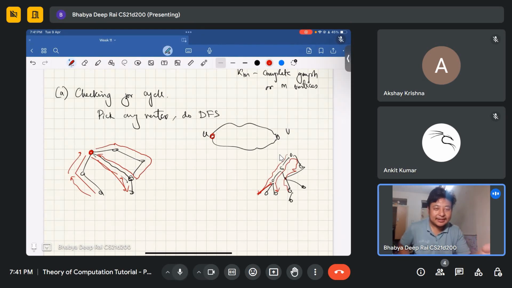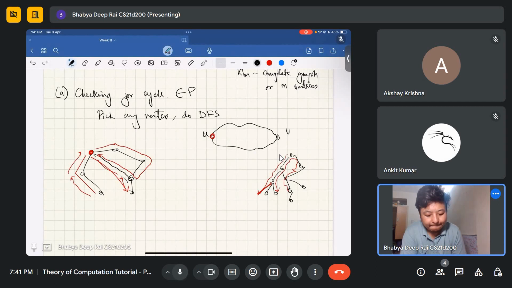So there are n vertices. I'll do this DFS in every vertex, and DFS runs in polynomial time. Maybe I'll have some overhead for it because I'm modifying it, but still this algorithm will work in polynomial time. So this is in P. It is not known to be NP complete, because if this problem were NP complete, then P would be equal to NP.